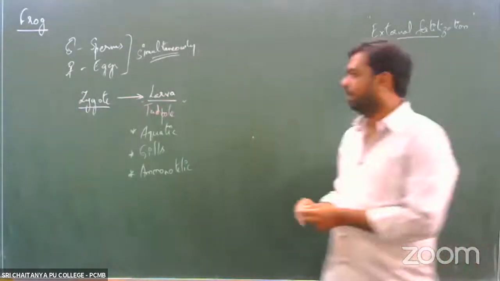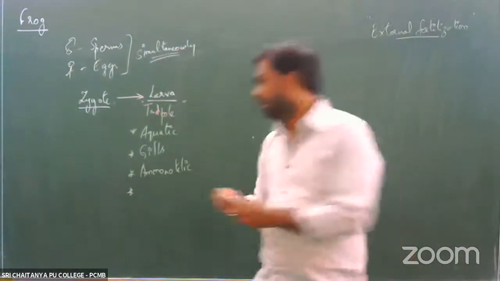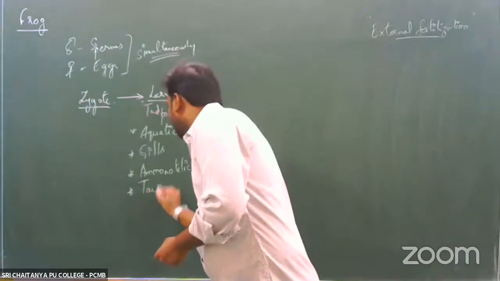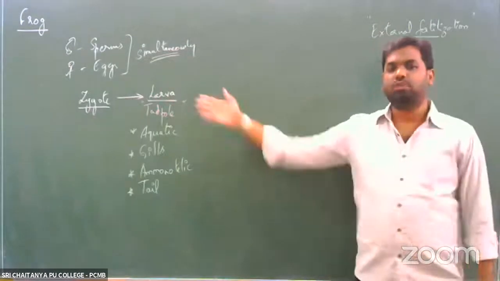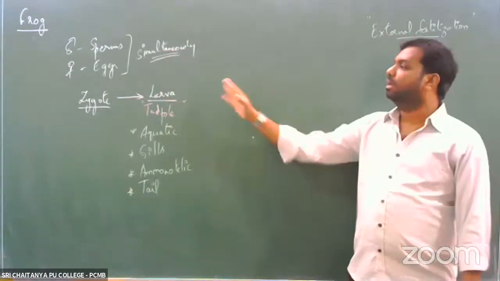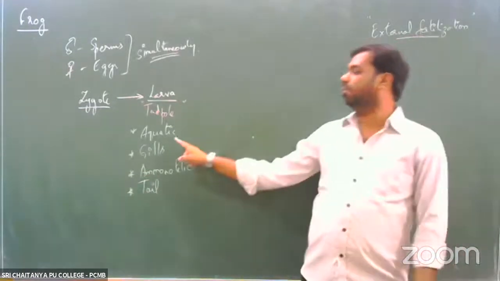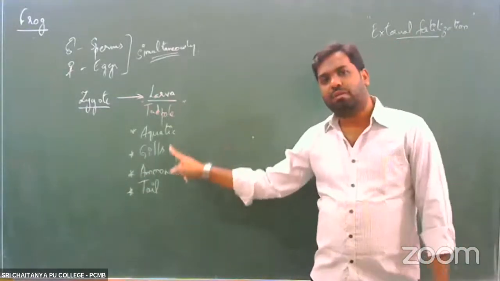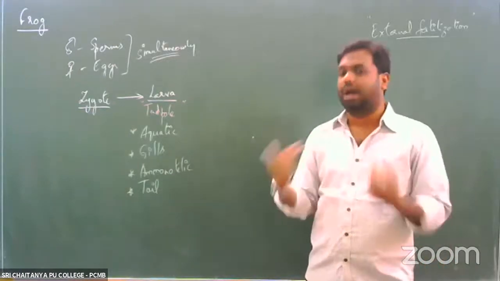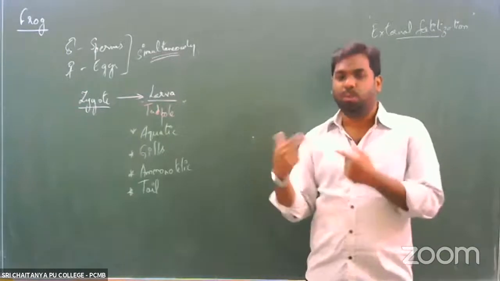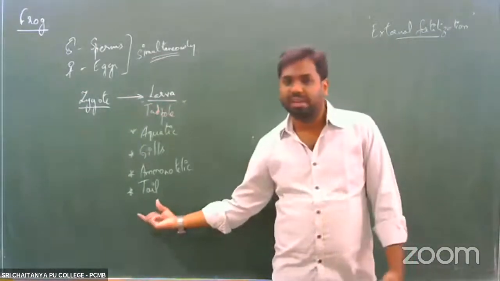And the fourth thing is that since they are again aquatic, they would have a very well developed tail. So the tail is a highly developed structure in the larva. So these four characters you need to remember about the larva of the frog, that is the tadpole larva. The tadpole larva is aquatic. They would respire with the help of gills. They are ammonotelic, so they would excrete ammonia. And the locomotion of the tadpole larva would be with the help of the tail. So they have a very well developed tail.